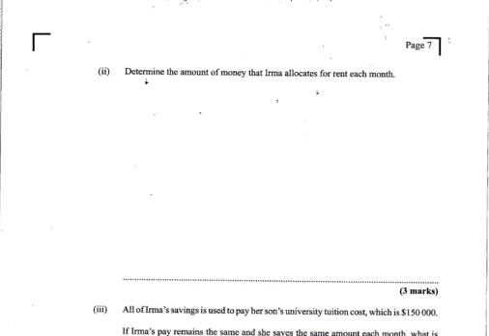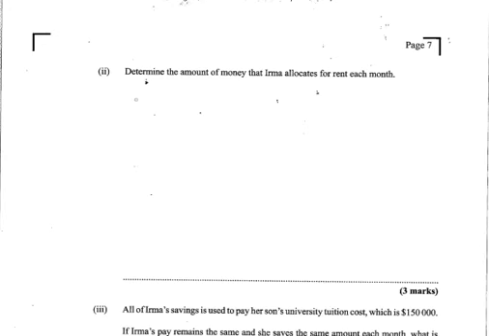So the next thing we're told, it says, determine the amount of money that Irma allocates for rent each month. Remember, the information that we have is the allocations per fortnight. So let's first find out the amount she allocates for rent in a fortnight. From the table, she allocates x dollars for rent. So the first thing we have to do is find out what x is.